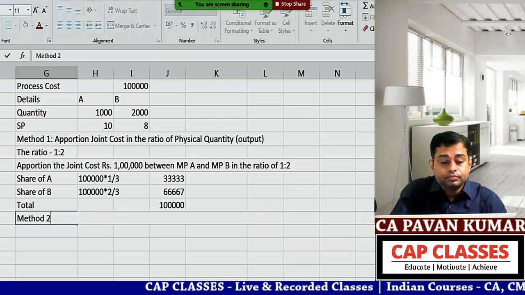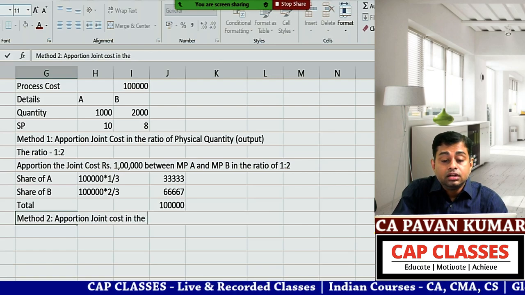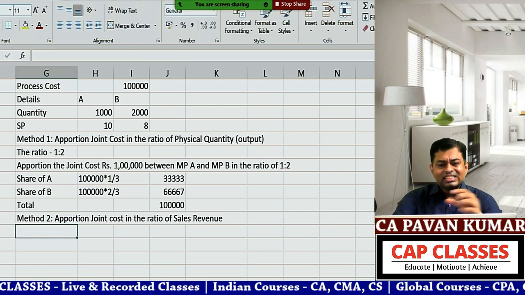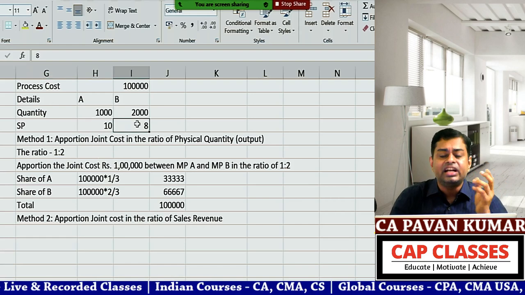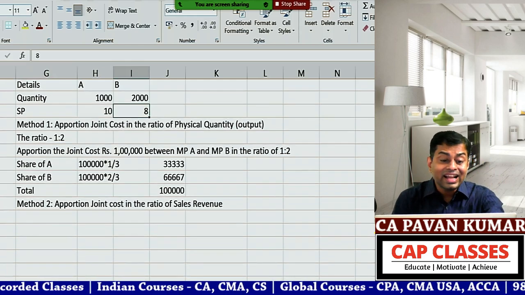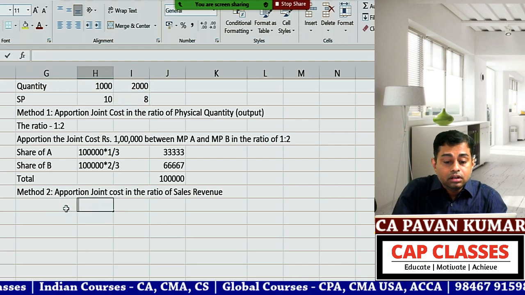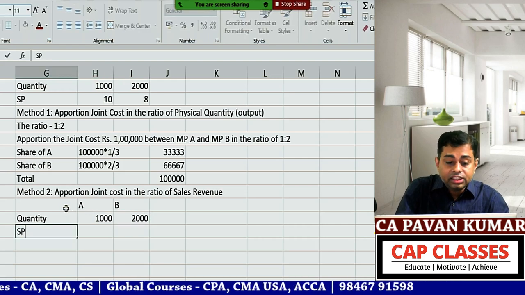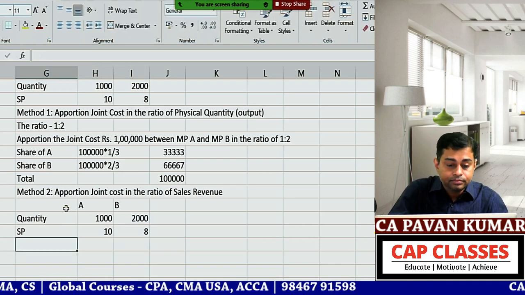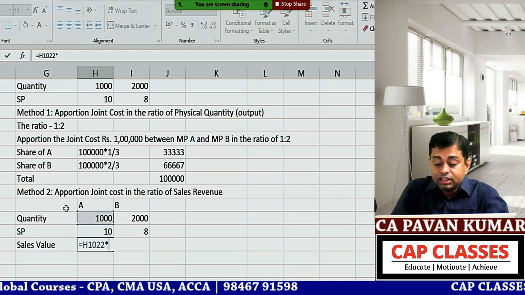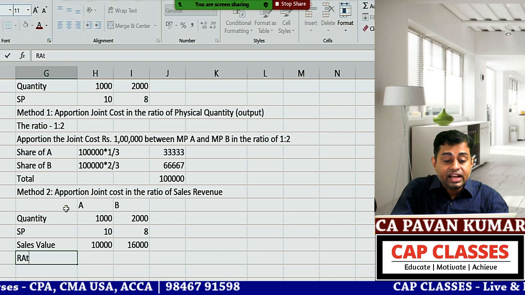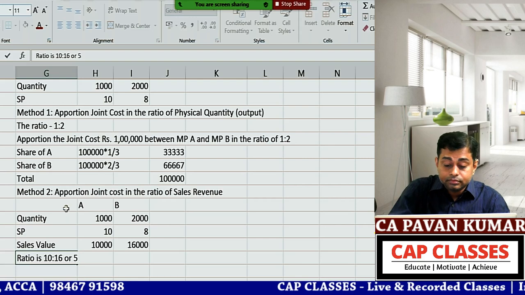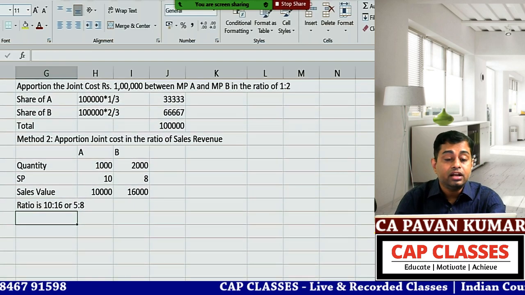Now method 2, apportion joint cost in the ratio of sales revenue. Selling price based apportionment, you can do 10:8 also, but that is stupidity. So you can take sales. So what is the sales? A, B. Quantity 1000, 2000. Selling price 10, 8. Sales value, can I say this into this? How much you tell me? 10,000 and 16,000. So can I say ratio is 10:16 or 5:8? Is it 5:8? Now you calculate and tell me.